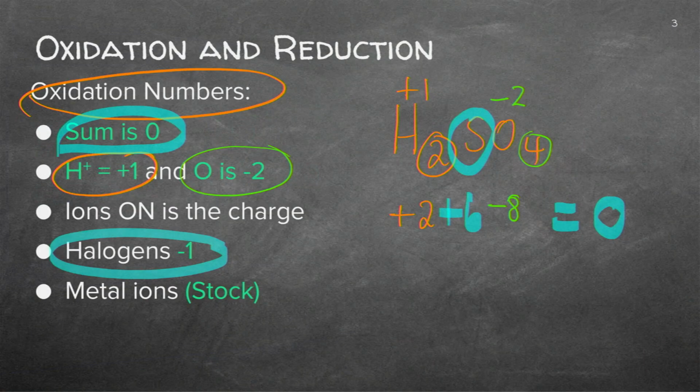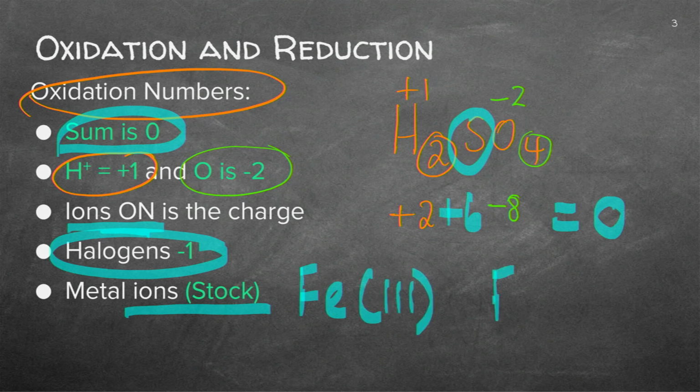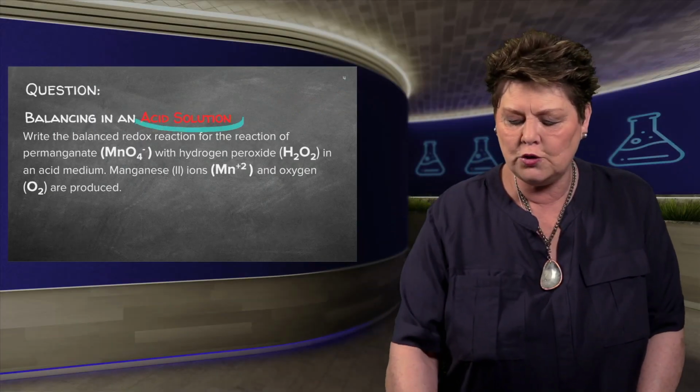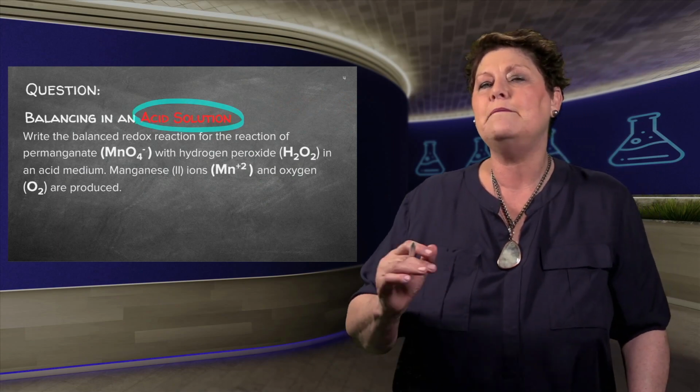The halogens will be -1. If it's an ion with a charge, it will have exactly the same charge as a number. And remember the metals that have the stock notation. But that's oxidation numbers, and you can also balance the equation with that. We're going to have a look at the balancing first in an acid solution and secondly in a basic solution.